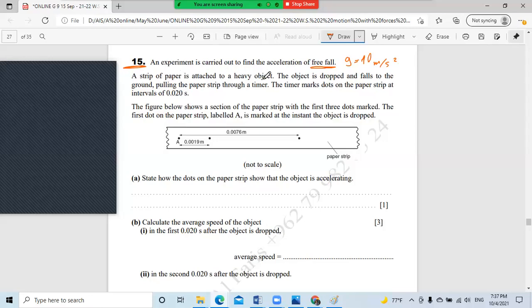The strip paper is attached to a heavy object. Heavy object means it is not affected by air resistance. So the object is dropped, the initial speed is 0, and it falls to the ground, pulling the paper strip through a timer. There is a timer that makes a tick, makes dots, makes a mark. The timer marks a dot on the paper strip every 0.02 seconds. It strikes 50 times, 50 dots every second. It's very fast.